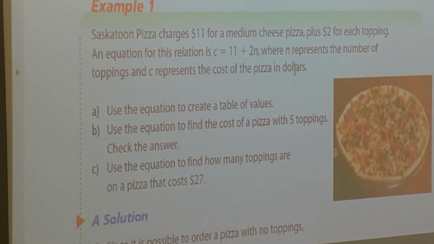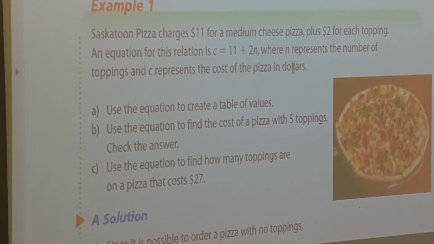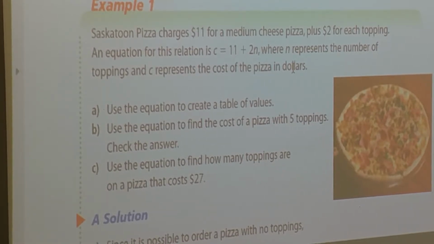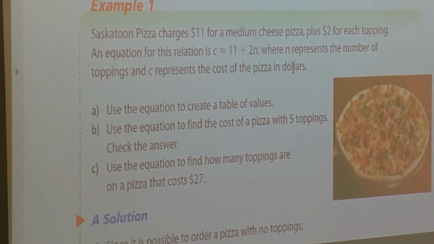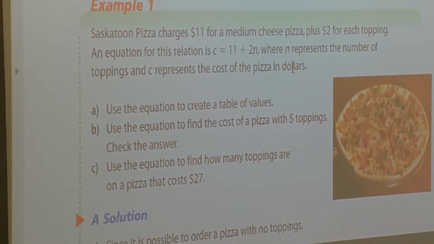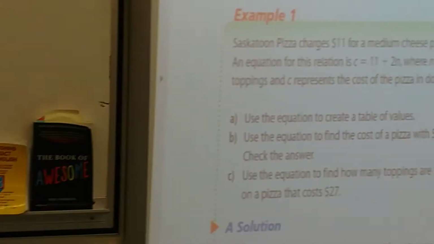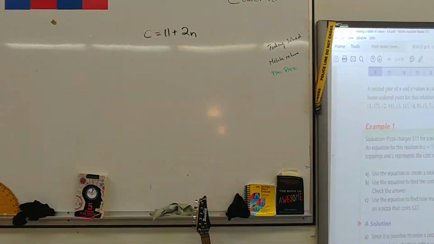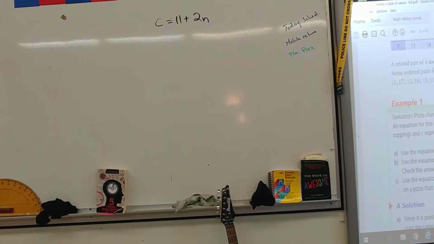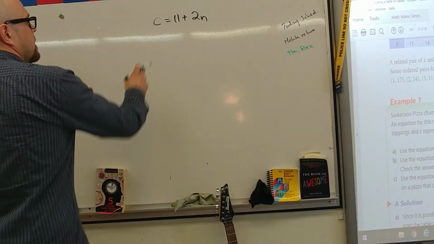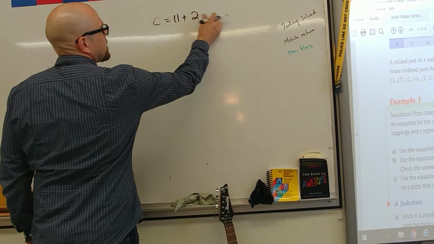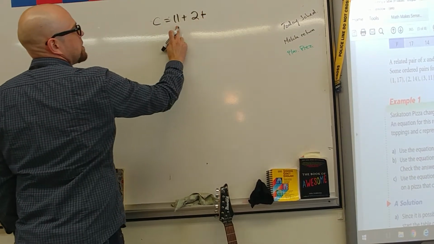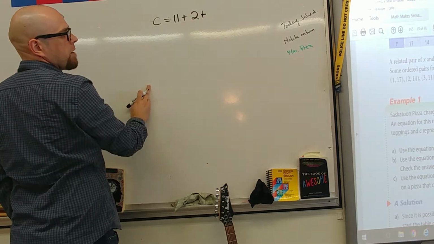Now let's get to the example of the pizza. Saskatoon Pizza charges $11 for a medium cheese pizza plus $2 for each topping. An equation is C equals 11 plus 2n. I'm going to write that on the board. We're going to write this down really quick. We're at the swift portion of our lesson. There we go. So the cost of a pizza, I'm going to change this to T for topping, is $11 plus $2 for every topping.